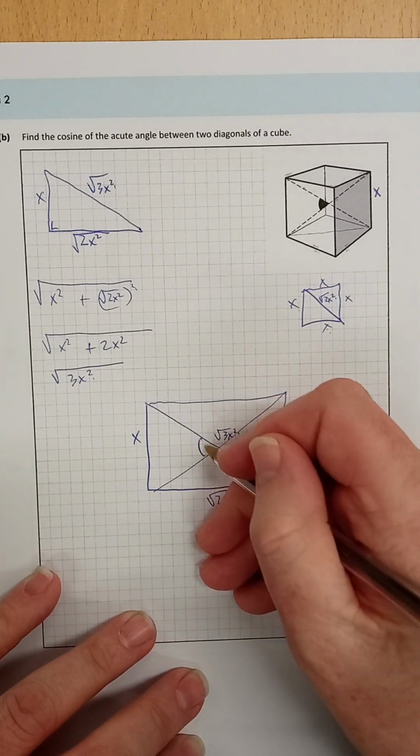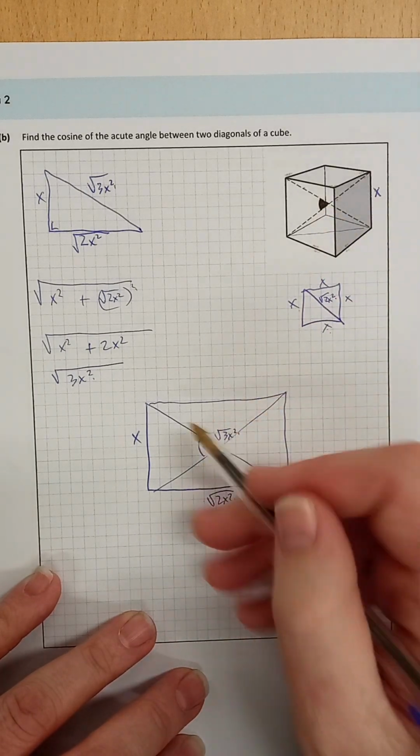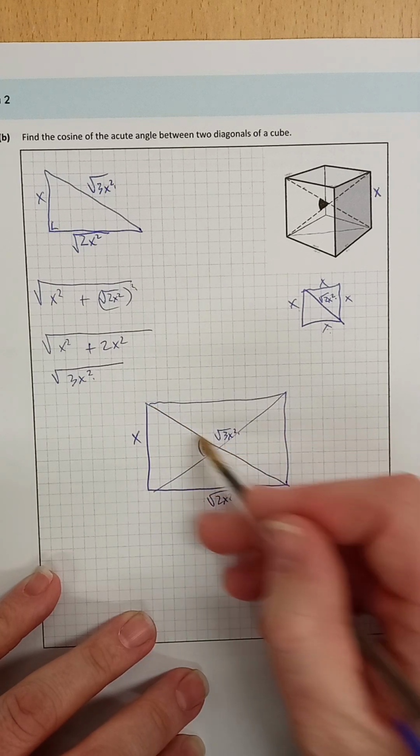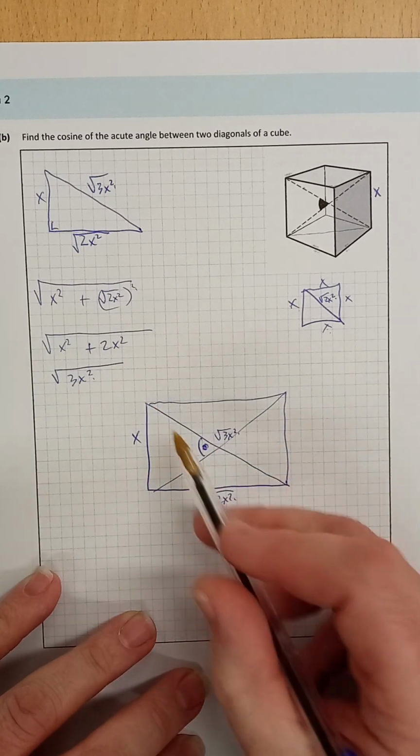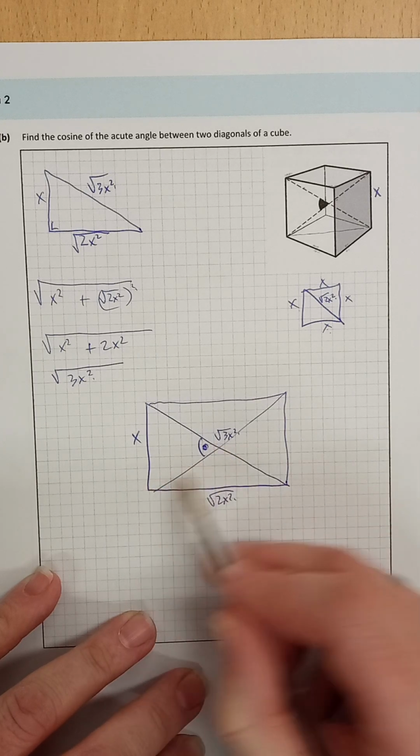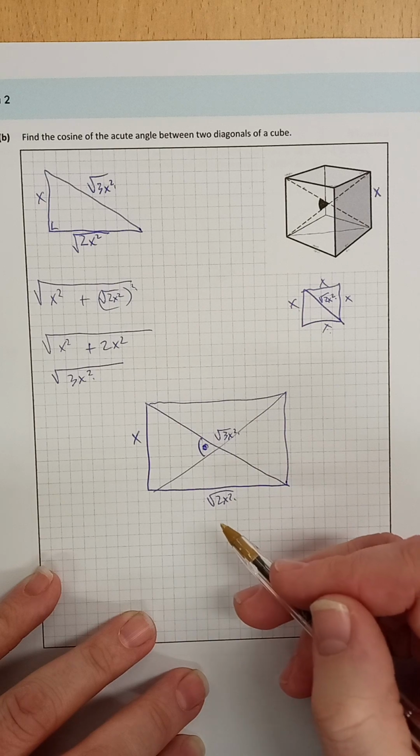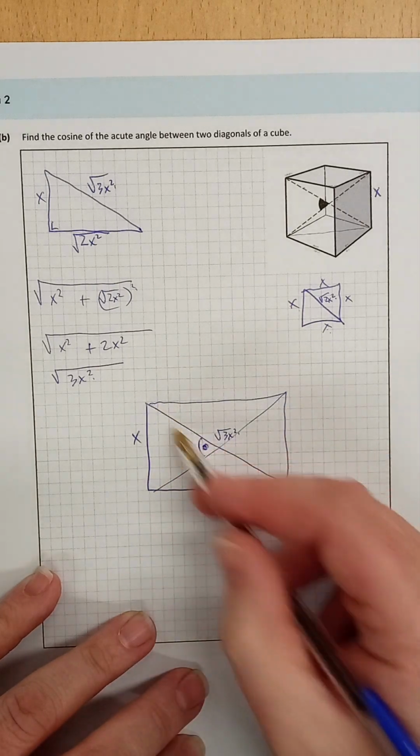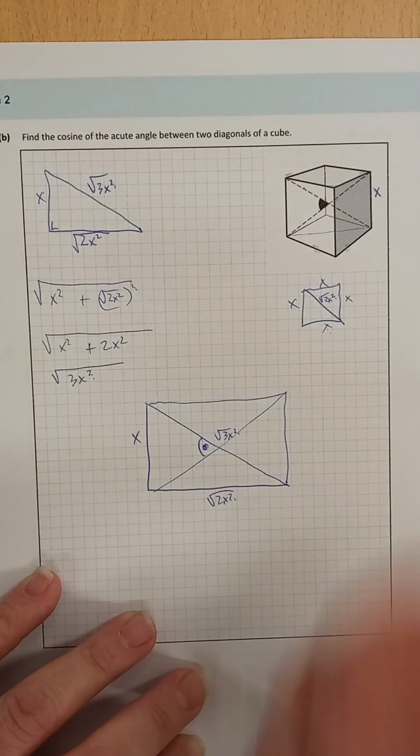So if I want this angle in here, I need to find the distance from there to there. But of course, the distance from there to there in a rectangle is also the same distance from there to there, and there to there, and there to there. In other words, the diagonals bisect each other. They cut each other in half.